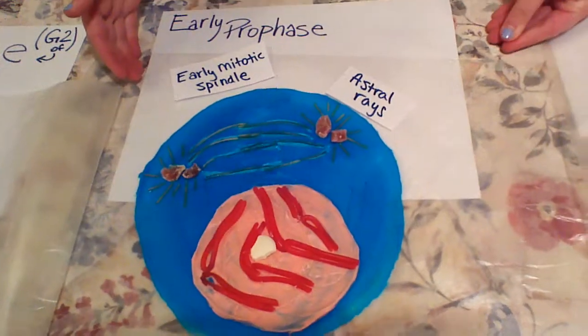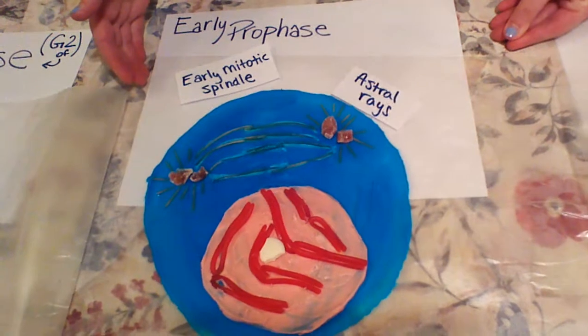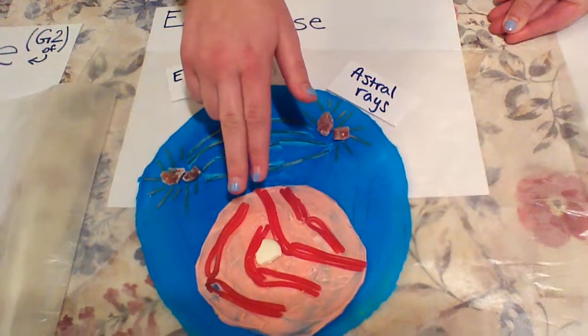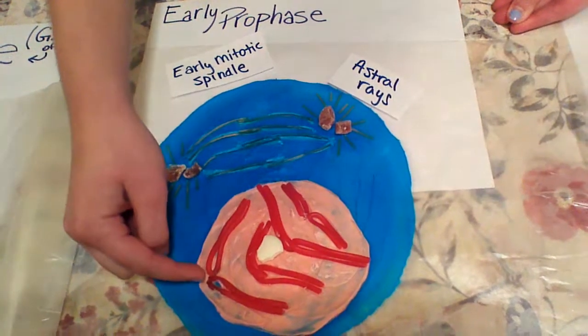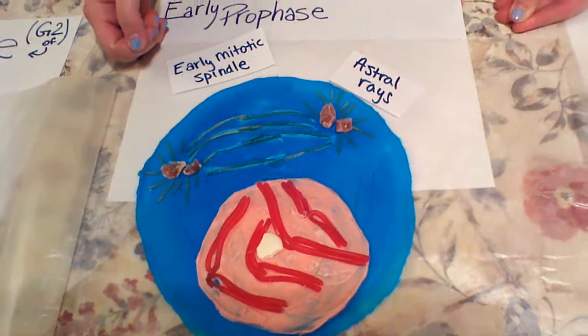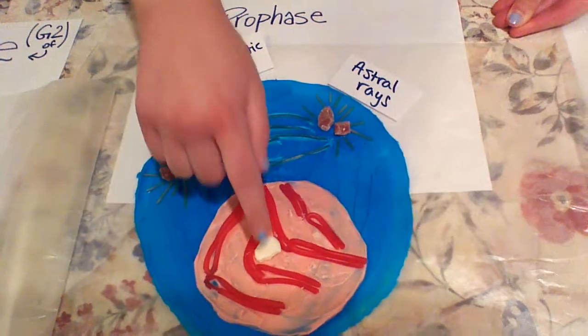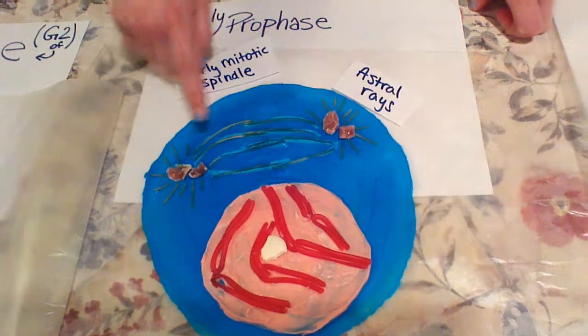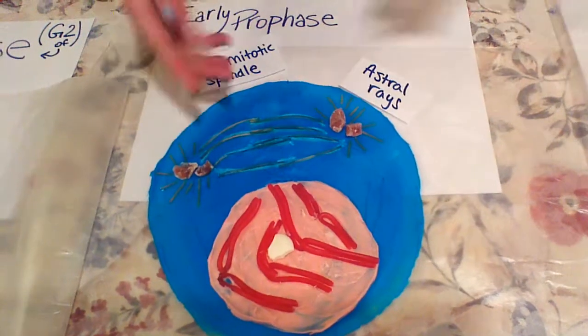Next, we have early prophase. In early prophase, chromatin has condensed, which allows chromosomes to be seen as two sister chromatids joined together by a centromere. The chromosomes, which have already been duplicated, appear thread-like. The nucleolus is disappearing. The centrioles are beginning to move to opposite poles of the cell. Fibers are starting to move across the cell to create the mitotic spindle.